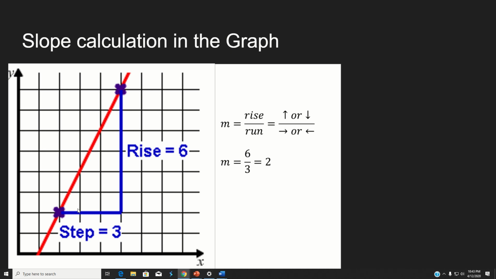Then I count how many movements I have to make to the right to reach the same level of the other point. So I move 1, 2, 3. So as you can see, that run was 3. Therefore, the denominator is 3. Divide 6 by 3, which is 2. And the slope of that line, that red line, is 2.